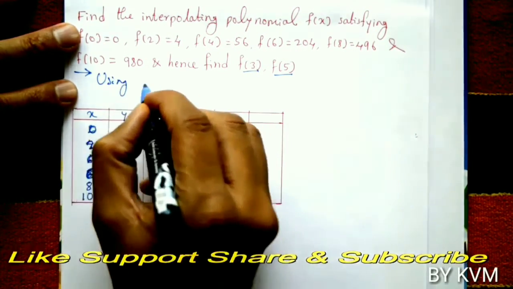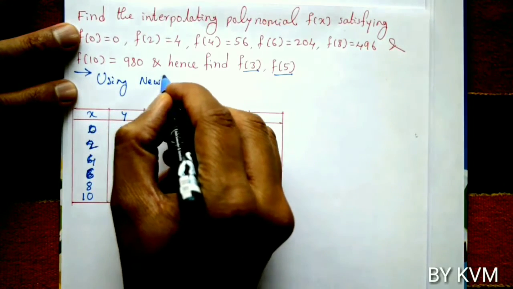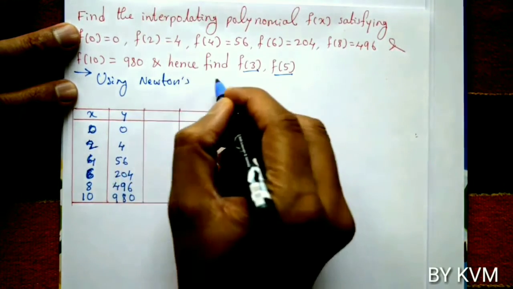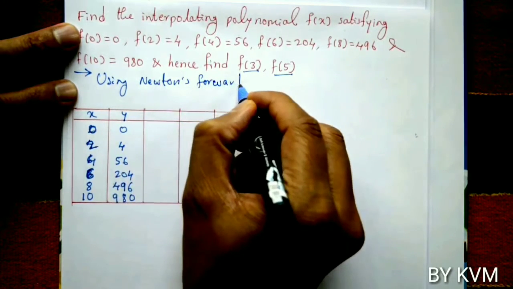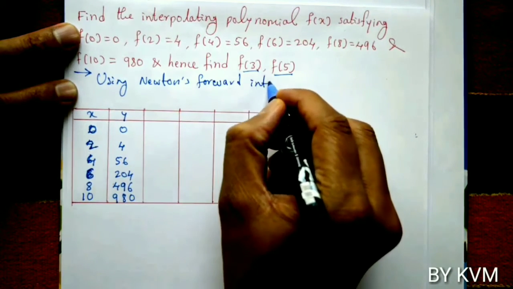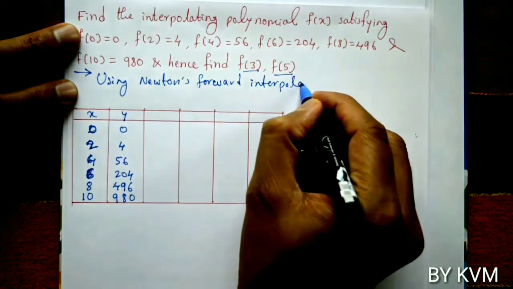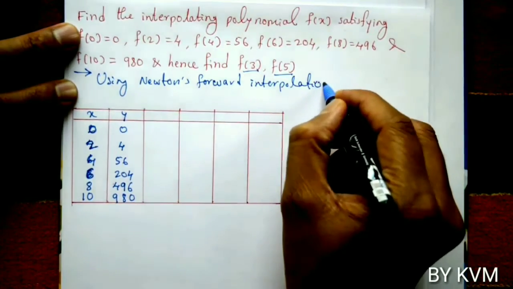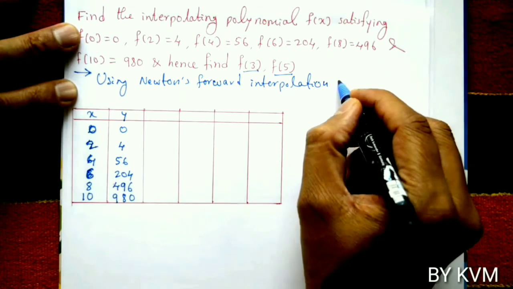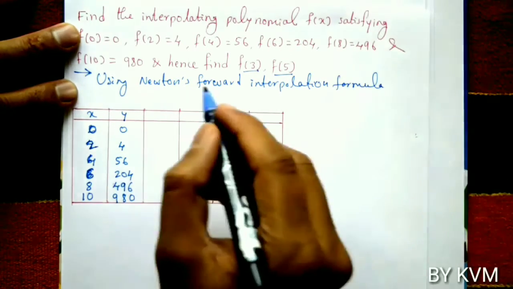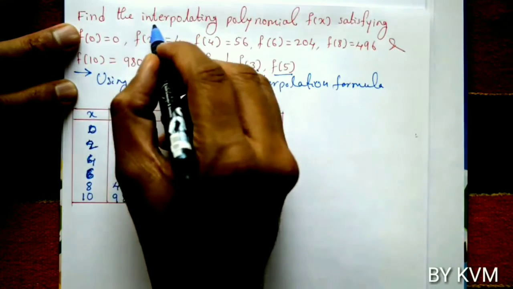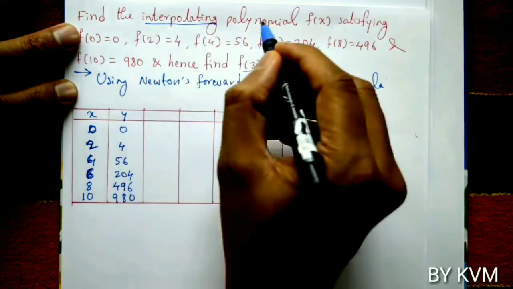So now to find the interpolating polynomial for the given data, we use Newton's forward interpolation formula.